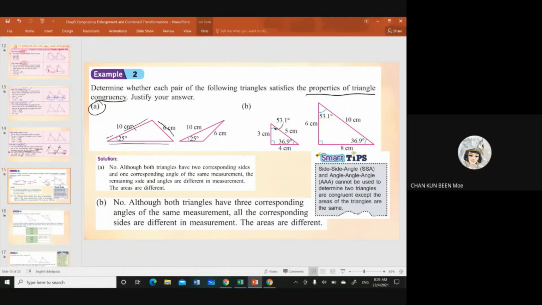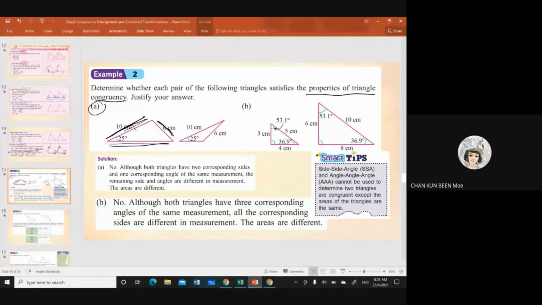Do you still remember? I cannot say side, angle, side now because you have to go through side by side. So the side come first. Side come first, and then this one. So it is? Side, side, angle. Yes, very good. Side, side, angle.